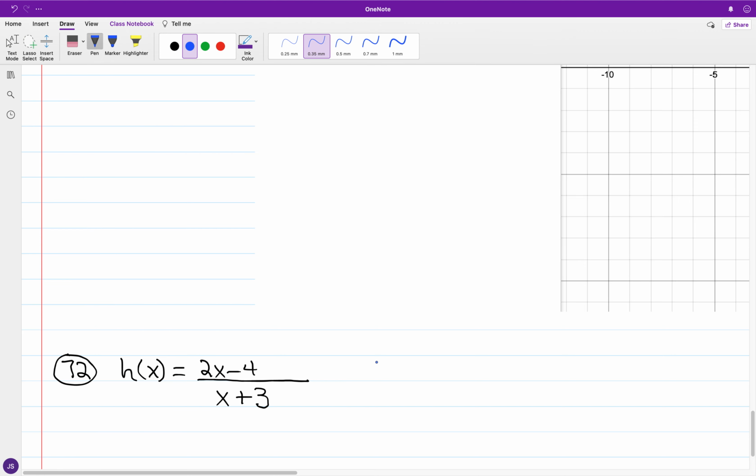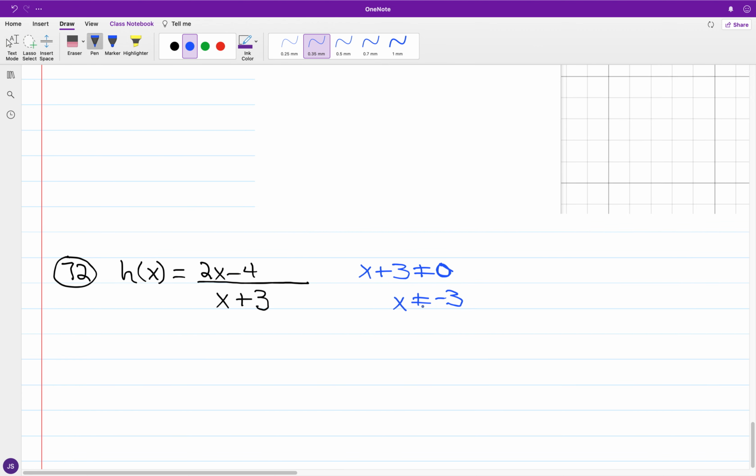And looking at the domain, x plus 3 cannot be 0, so x cannot be equal to negative 3. So for the domain, we have those values of x that will be less than negative 3, along with those values of x which will be greater than negative 3.